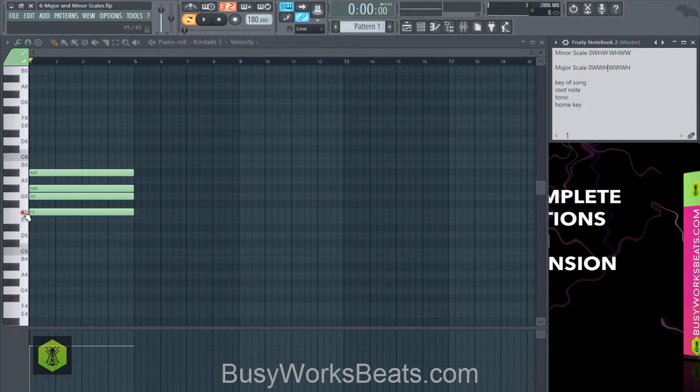Now here we have the 0 point. Then we have whole, half, whole. Okay, now I split it in two so it's easier to see the patterns. So now we have whole, half, whole, whole. So you have to continue from where you left off.